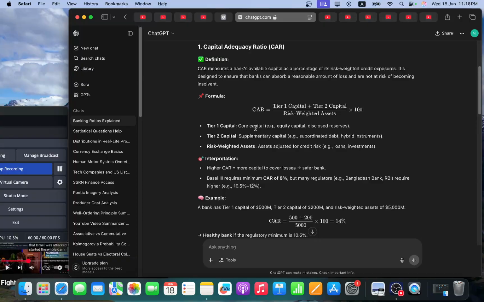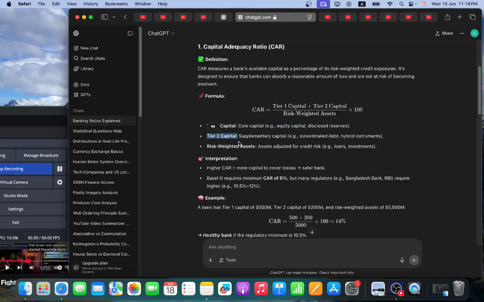But the idea is that tier 1 capital is core capital, e.g. equity capital and disclosed reserves. Reserves is how much money it has on hand, and equity capital is how much money it started business with. We have seen the image from Khan Academy, the rectangles on top of rectangles.